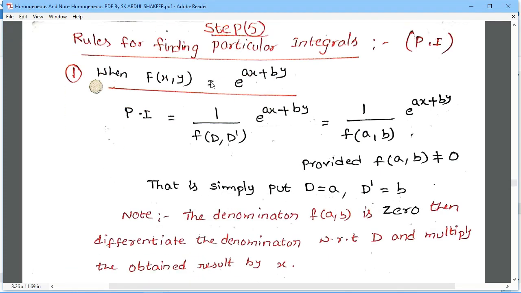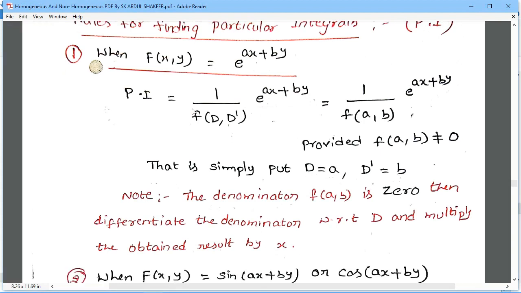In the next step, we will find the particular integral. Here, to find the particular integral, we have 5 rules. Suppose the right hand side function is an exponential function like e power ax plus by. The particular integral formula is 1 by f of D, D dash times f of x, y. For e power ax plus by, here the x coefficient is a and the y coefficient is b. We just replace D equal to a and D dash equal to b, whenever the denominator function is not 0. Suppose it is 0, then the case is known as a failure case.